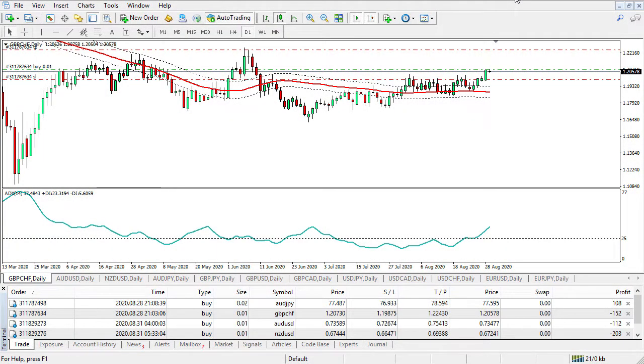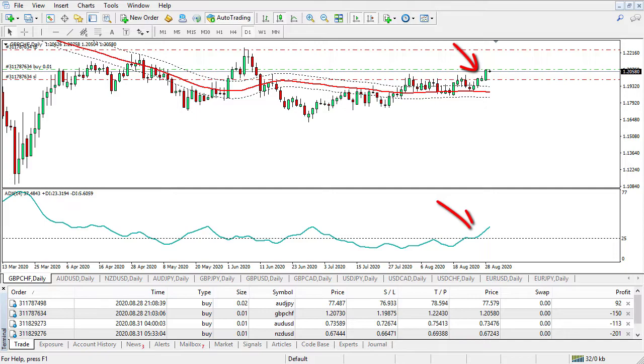As you can see on the screen, price successfully crossed and closed above the 360 period simple moving averages on the daily time frame of the GBP CHF currency pair, which is simply telling us that the direction of the long-term trend for this particular currency pair is actually bullish at the moment.